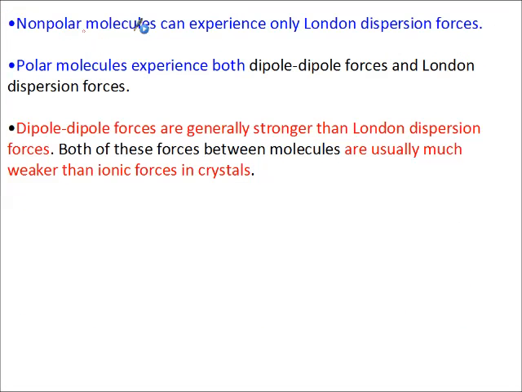Nonpolar molecules can only have London dispersion forces because they don't have dipoles naturally. Our polar molecules can have both of them though, both London dispersion forces and our dipole-dipole interactions. And again, if it has hydrogen, it could have hydrogen bonding. Just to keep straight which ones are stronger, dipole-dipole forces are stronger than London dispersion forces, but they're both weaker than crystals.